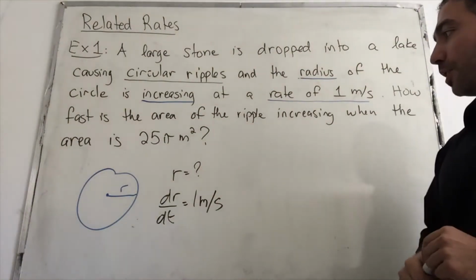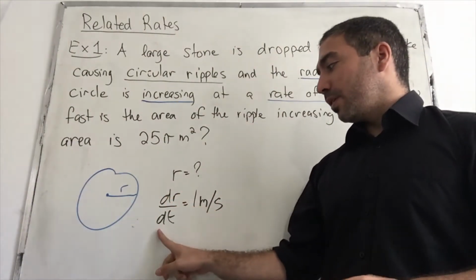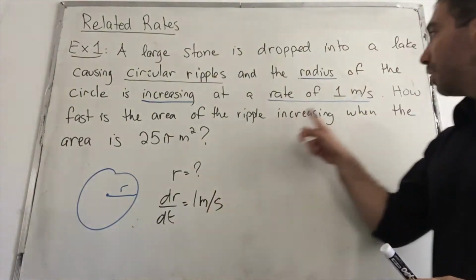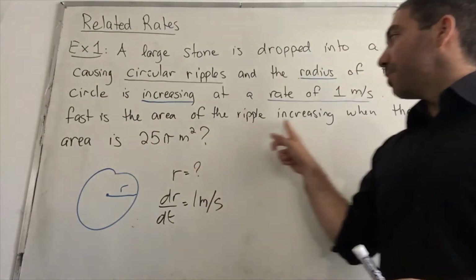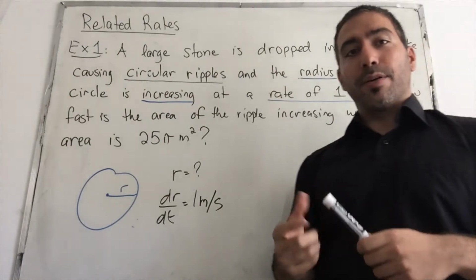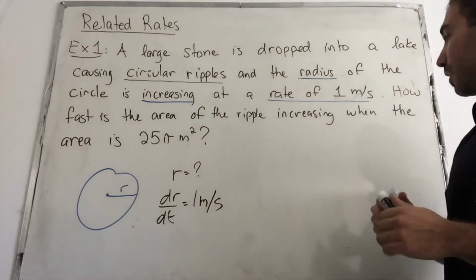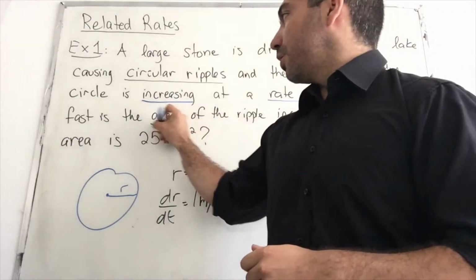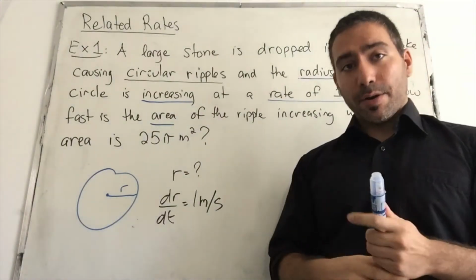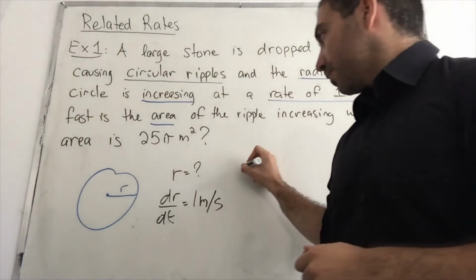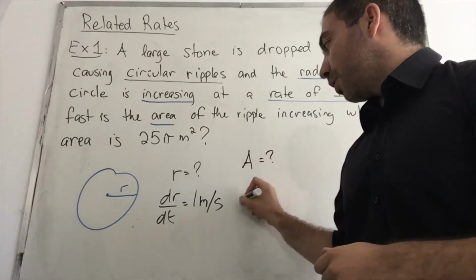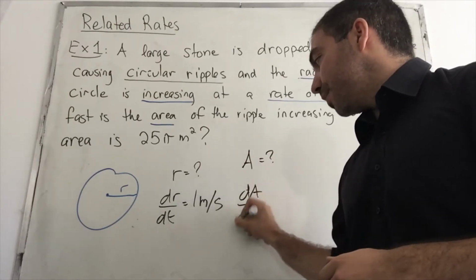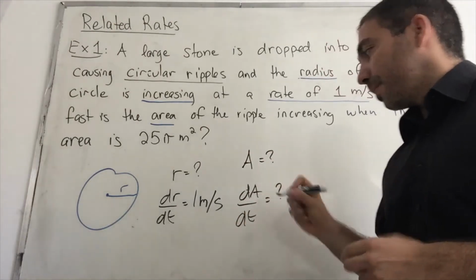So let's use this notion to continue. So we know that the derivative with respect to time is 1 meter per second. How fast is the area of the ripple increasing? So now we're asking about the area. The question asks, how fast is the area changing? So is that talking about your area, or is it talking about the change in the area, the derivative of the area with respect to time?